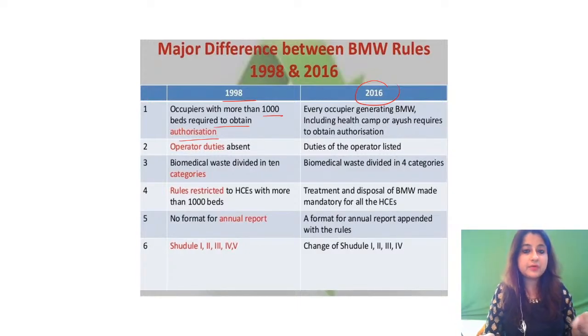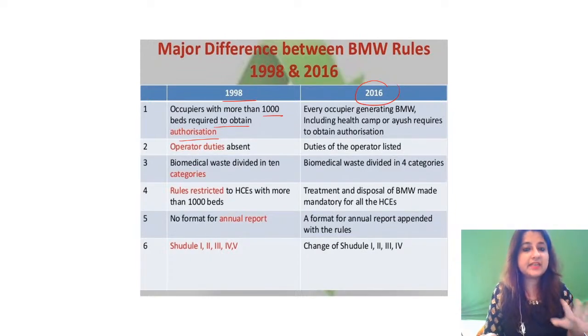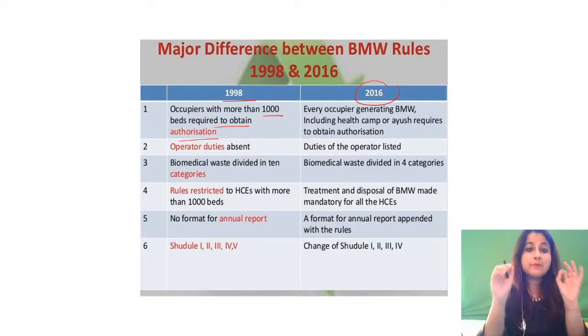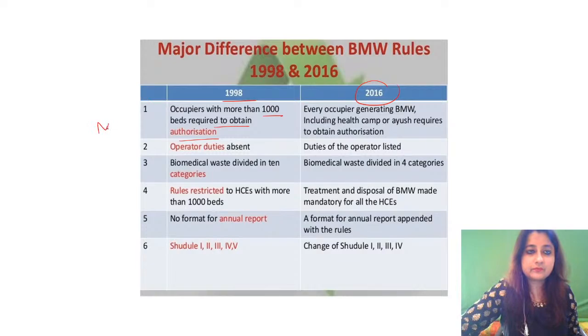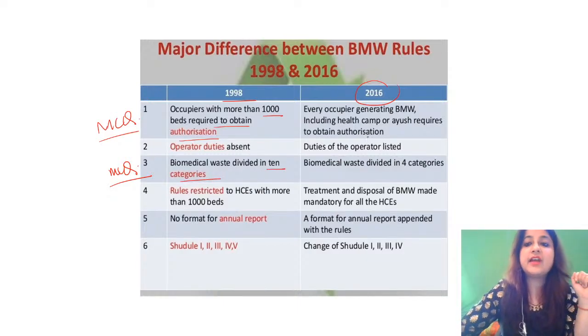There was someone known as an operator. Earlier, the operator's duties were absent. Now the duties of the operator are listed. Most important MCQ. Ek to ye hai, dusra it is this one. Earlier we used to have 10 categories. How many categories do we have right now, guys?